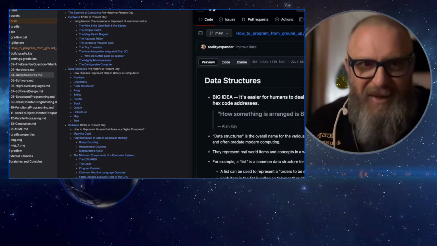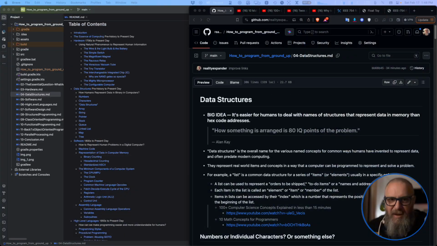Today, I'm continuing the series called How to Program, How to Program from the ground up. And we're getting into some of the nitty gritty stuff, getting into the data structures.